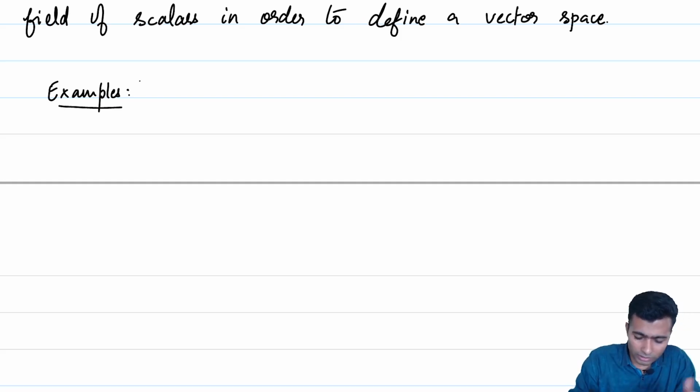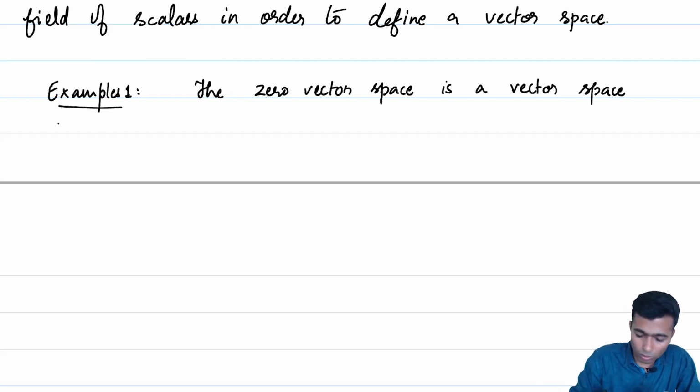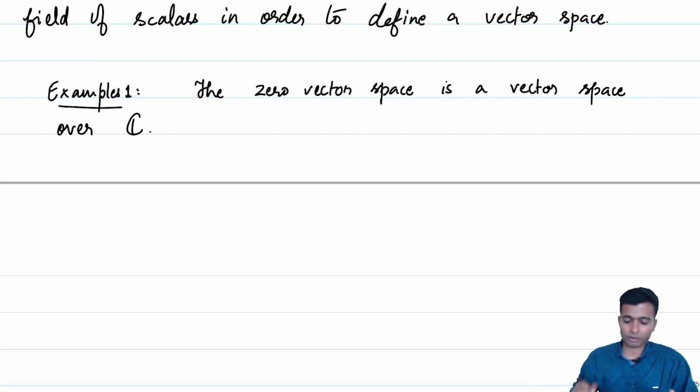So the first example should be the zero vector space. This is also a vector space over C. You could take any complex number, define the scalar multiplication, and the vector addition could be defined as in the earlier case. Take any complex number, define the scalar multiplication of that complex number to 0 as 0 itself. And with these operations, this set will turn out to be a vector space over C.